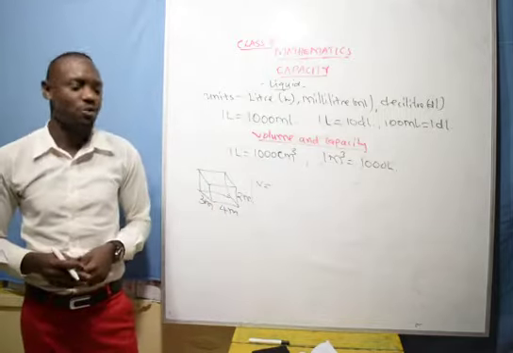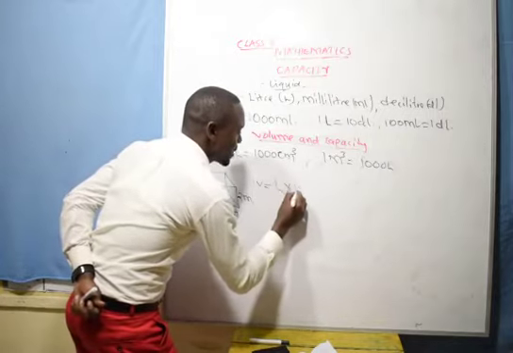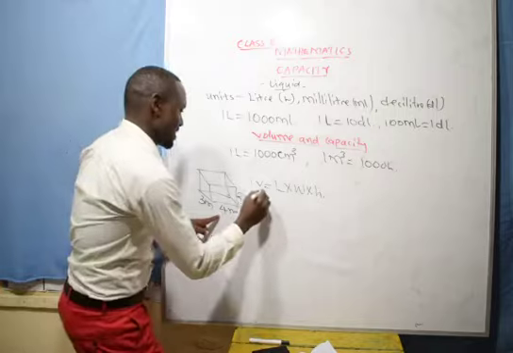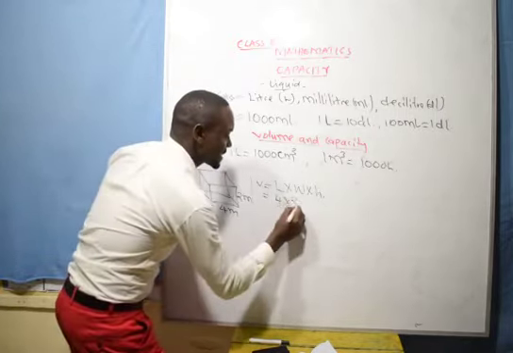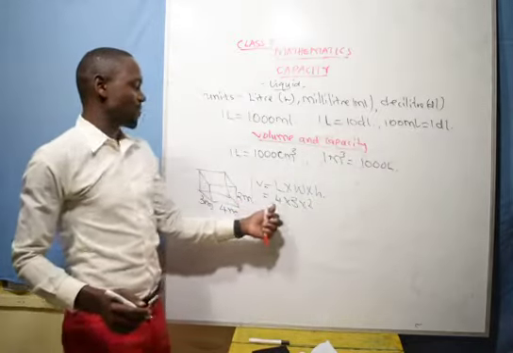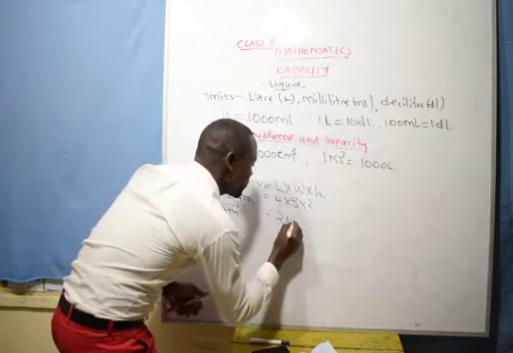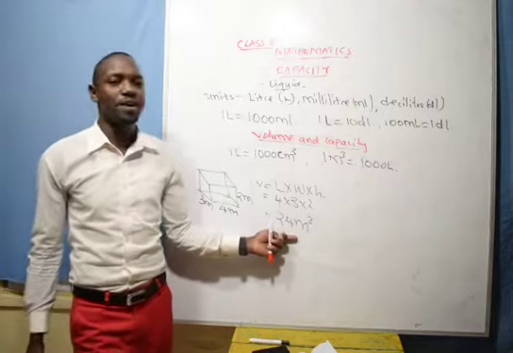How do we get the volume of a rectangle? Volume of a rectangle is given by length times width times height. So we take the length, which is 4 meters, times a width of 3 meters, times a height of 2 meters. So 4 times 3, which is 12, times 2, which is 24. So the volume of this container is 24 cubic meters.